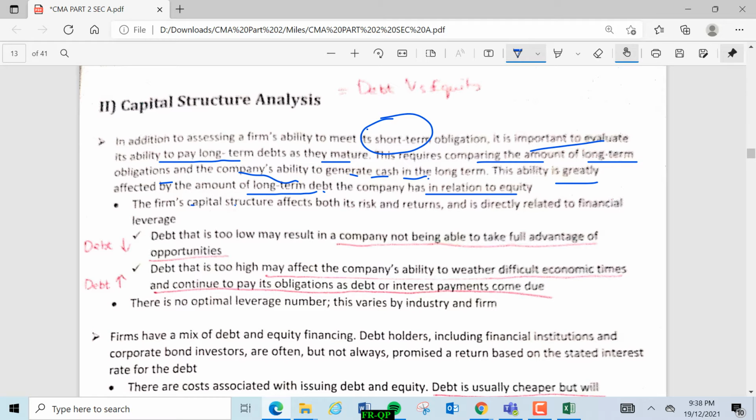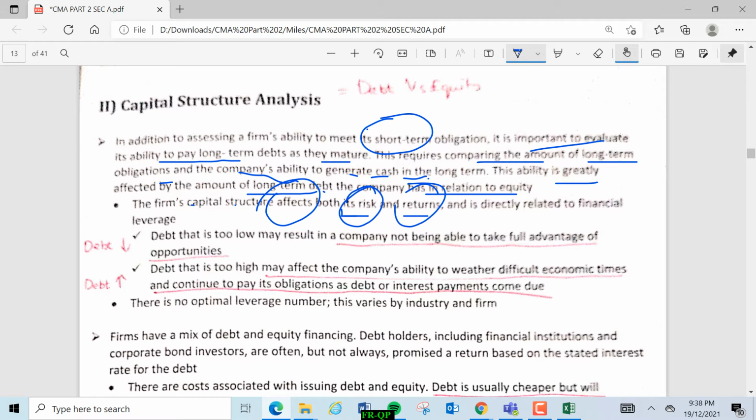Now the company's capital structure affects both its risk and return. So there are two terms here. One is called the risk and the other the return. Risk and return are both inversely related to each other. If the project is risky, it means the return will be what? Less or high?